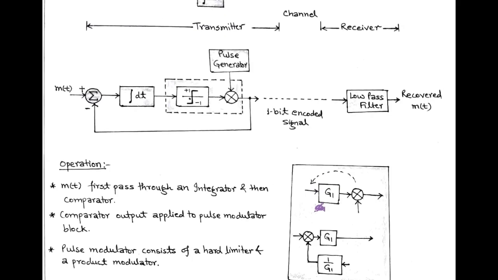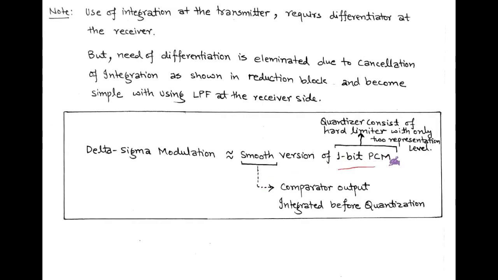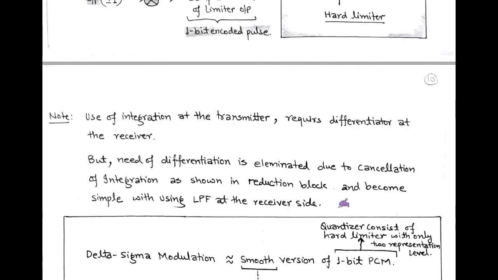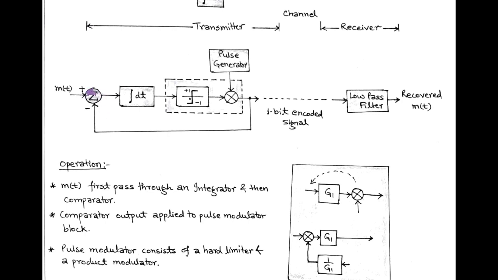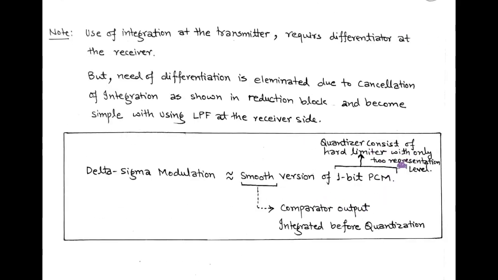In delta sigma modulation, a smooth version of 1-bit PCM data is generated at the transmitter side. Smooth version means the output of the comparator is integrated before quantization. That is shown in the second block diagram. And the hard limiter in the quantizer generates only two representation levels, that is plus minus delta, called 1-bit PCM data.